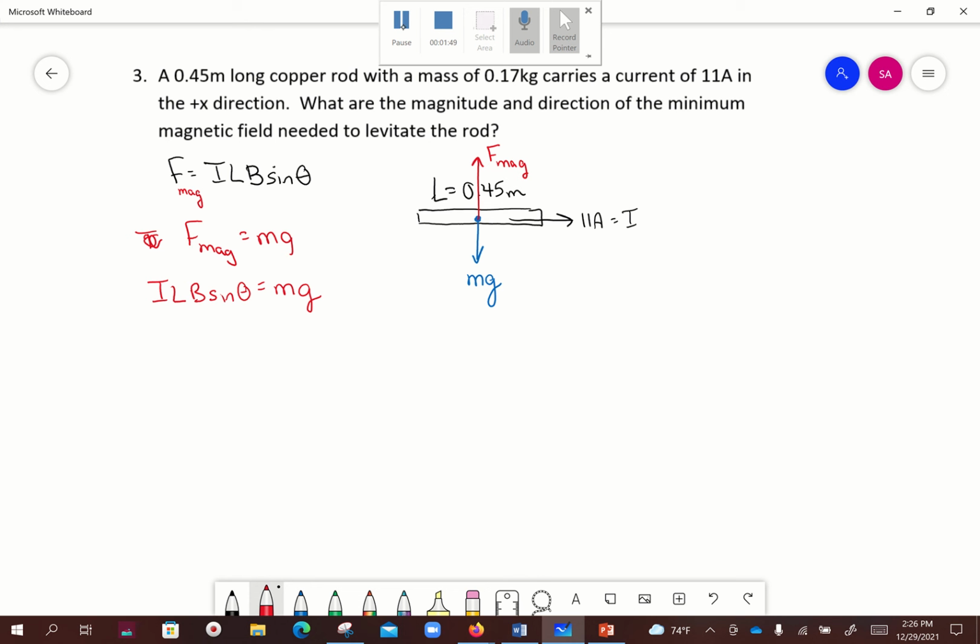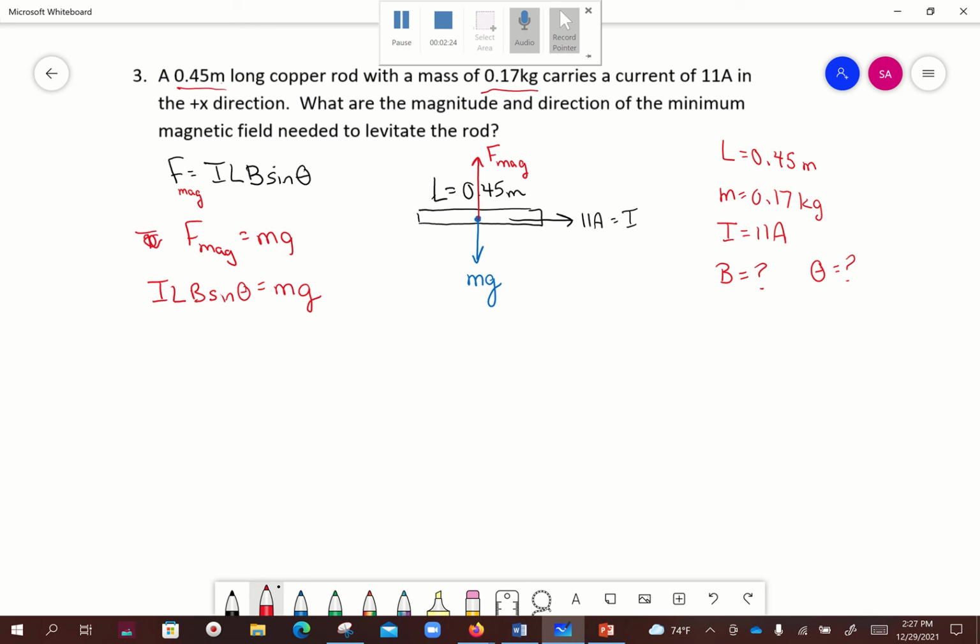All right, so if I look at my problem, I know my L. Let me write them down, mining out all my data from there. L is equal to 0.45 meters. M, the mass, is 0.17 kilograms. I, the current, is 11 amps. And I'm asked what's the magnetic field and what's the direction of the magnetic field. Okay, so that's going to be theta.